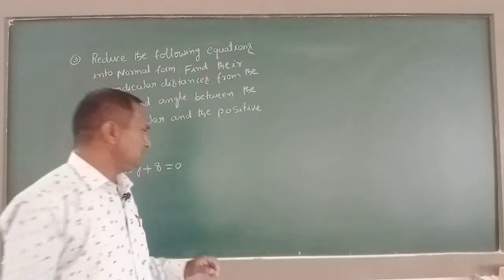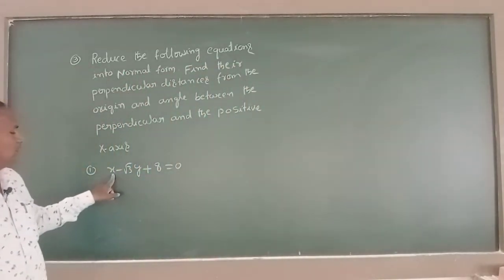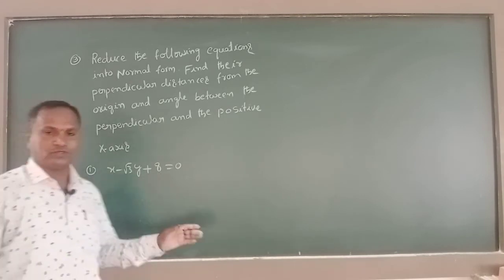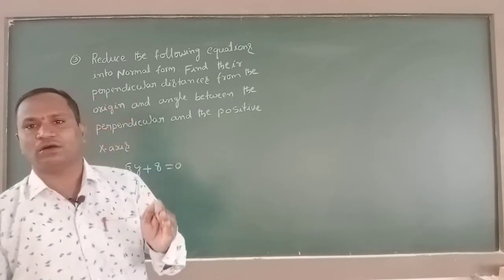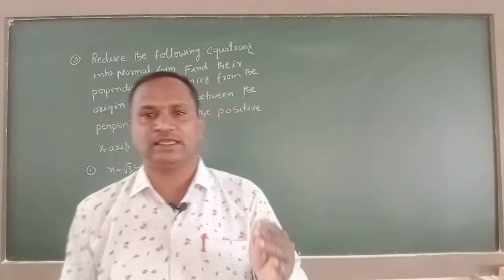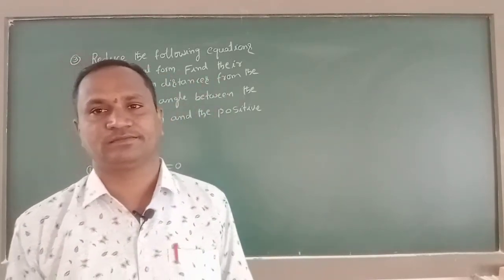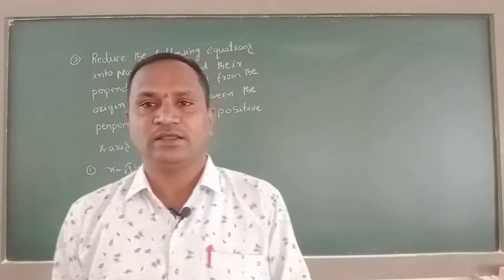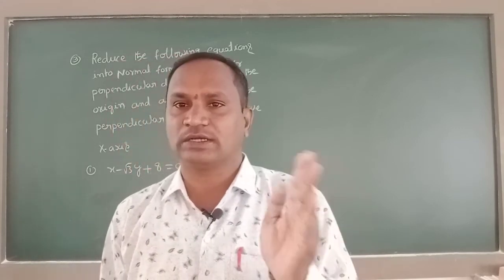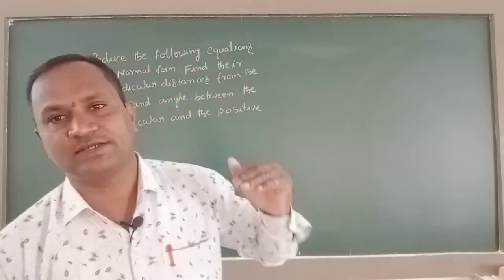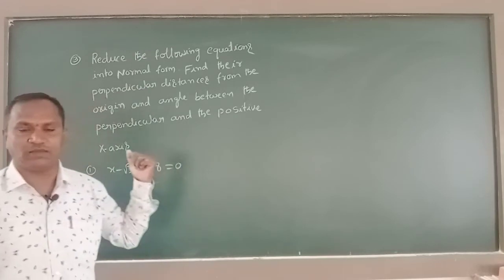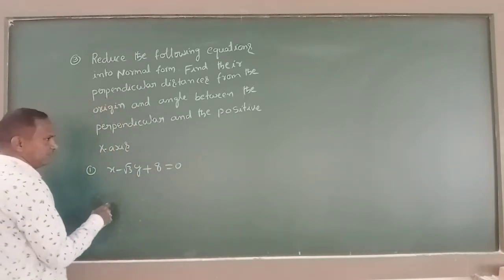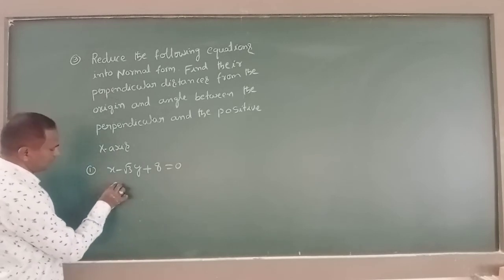In this equation, first you compare with the general form of the equation of a straight line. You get the values of the small letters a, b and c. After getting those values, easily we can decide whether c is less than 0 or greater than 0. How? I will show you, at the same time giving the solution for this question. Now let us give the solution for this question.